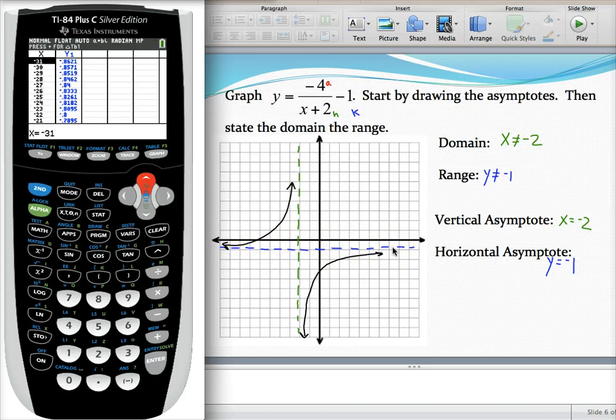Now, it's never going to get there completely. In fact, if you're bored, if you want to hold down that up arrow, like I'm kind of doing, and keep scrolling smaller and smaller and smaller, you'll see that you're never going to quite get to -1, although the graph is getting closer and closer to it. So that could be one way, a very, I think, annoying way, but a way to find a horizontal asymptote. Scroll through your x's and see what y is getting closer and closer to.